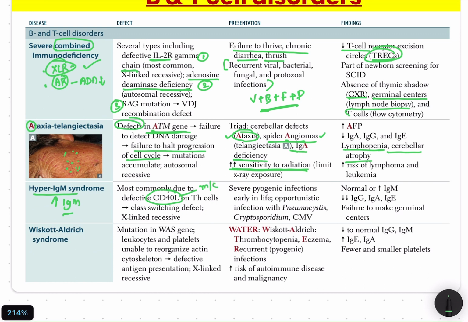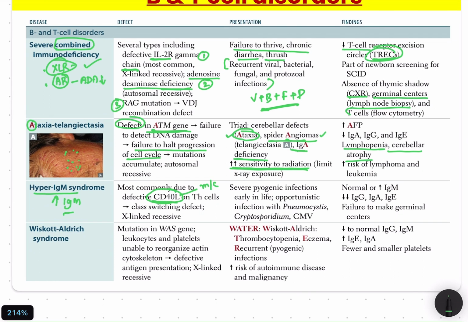The second most common one is B cell CD40 defective. The most common one is the T cell ligand defective, and that causes defective class switching. So only IgM remains. There will be increased IgM, and other IgG, IgA, IgE will be very low. And there will be failure to make the germinal centers also.